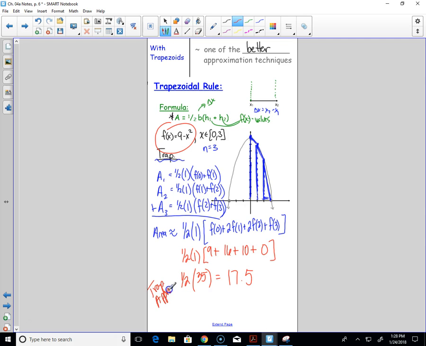Why does it make sense? Do you guys remember, this was the example from section 4.2. Do you remember what the actual area was?